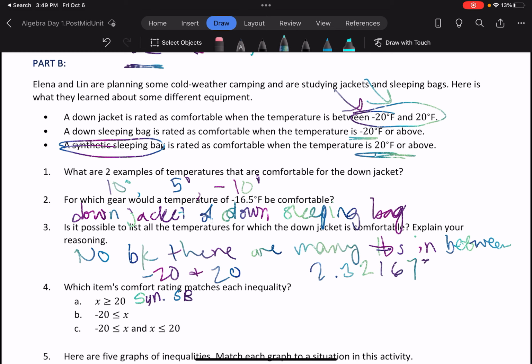Where X is, so this one's interesting because it's written as negative 20 is less than or equal to X. That means that X is greater than or equal to negative 20, right? And so what would be greater than or equal to negative 20? That would be the down sleeping bag. And then it says where X is between negative 20 and 20, that would be our down jacket.